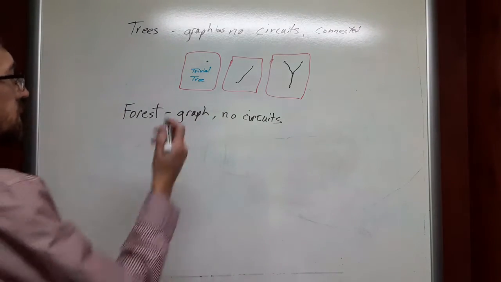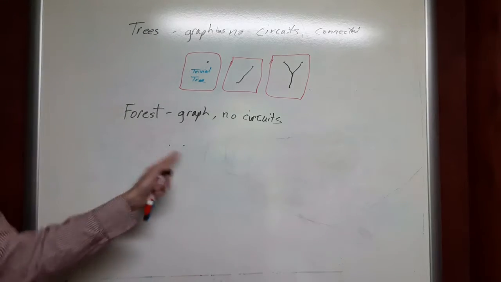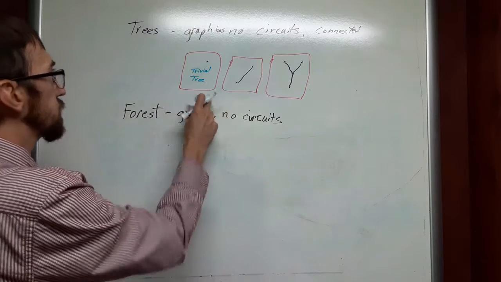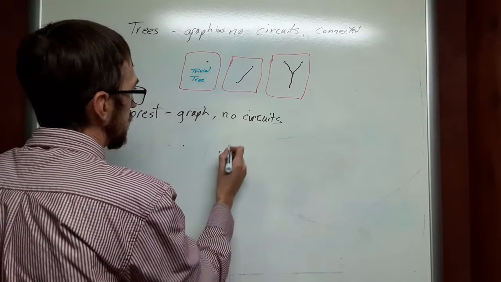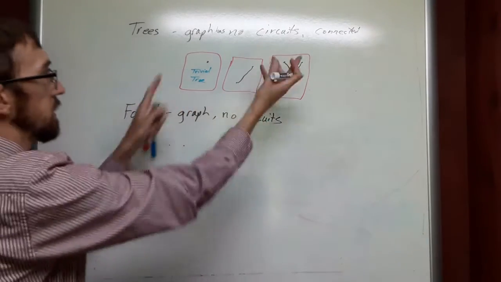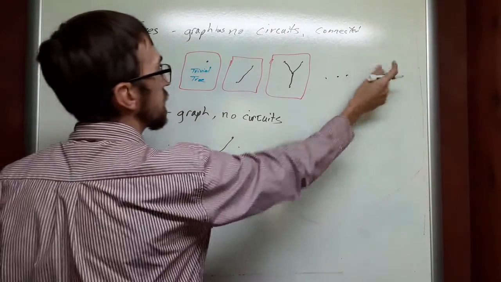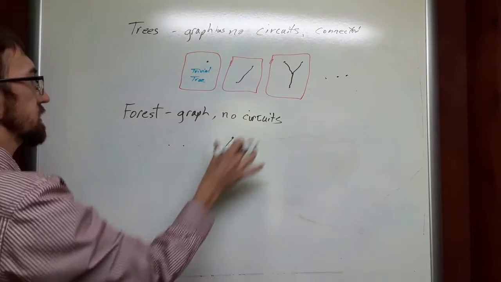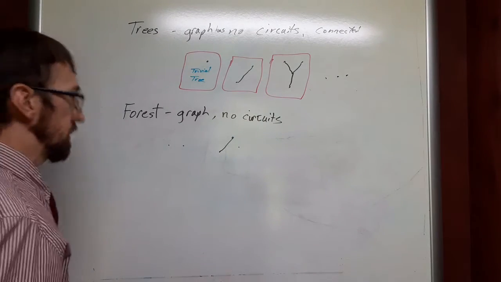So, two vertices that are not connected could be a forest because it's two trivial trees. We could have some combination of any of these or whatever other trees that we have. And so we can put combinations of trees together and that becomes our forest.